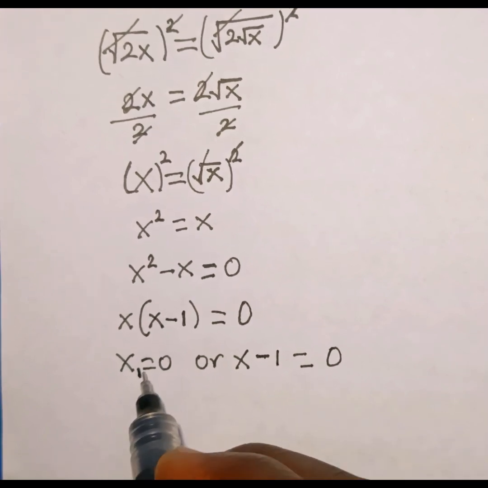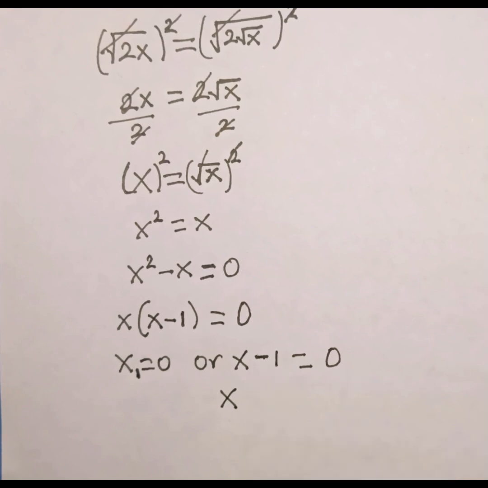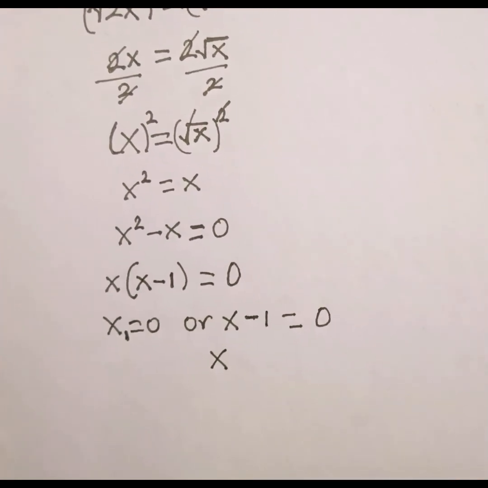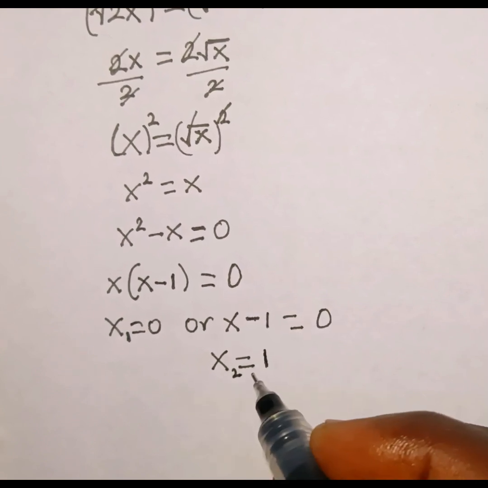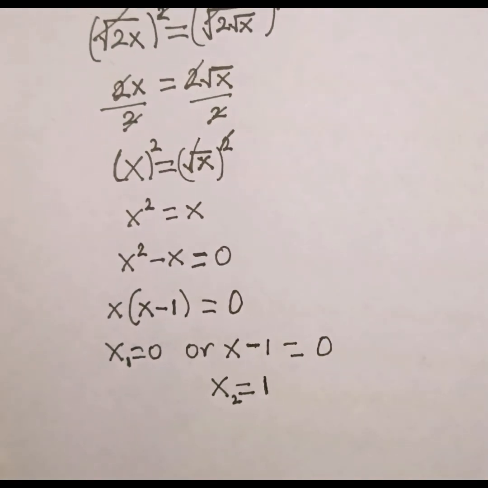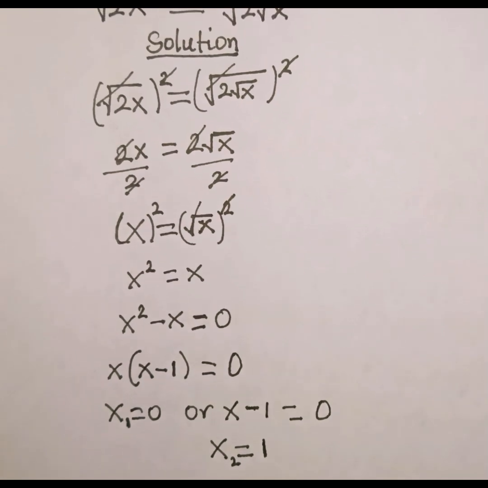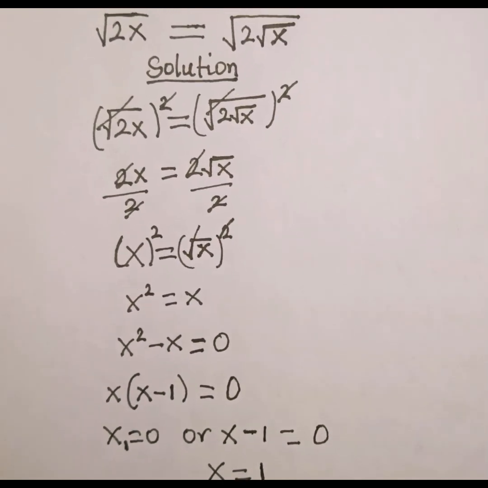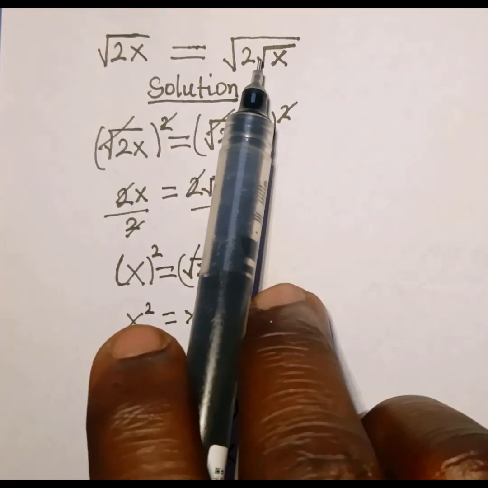Now this is the first value of x: x is equal to 0. To get the second value of x, we are going to take this negative 1 to the right hand side of this equation, and when we do that, the negative changes to positive 1. So this is the second value of x. These are the two values of x that will satisfy this equation. But mind you, whenever you solve a radical equation and you notice that you have more than one solution, you need to plug your solutions into the original equation to see whether the left hand side will be the same as the right hand side.